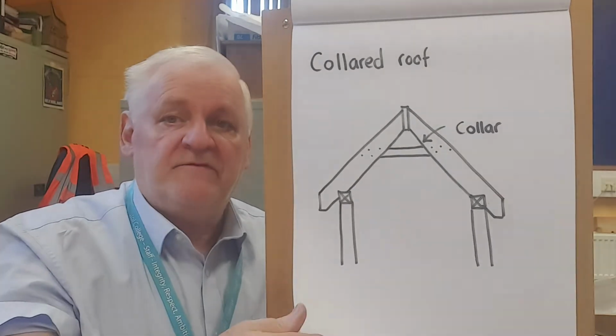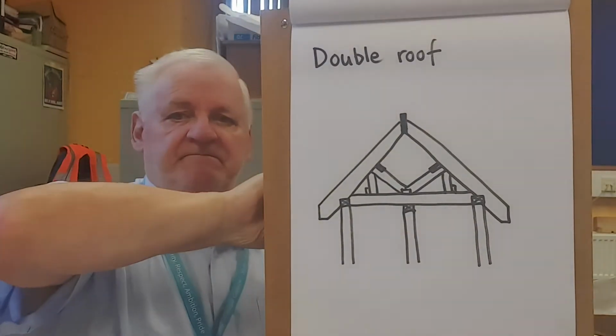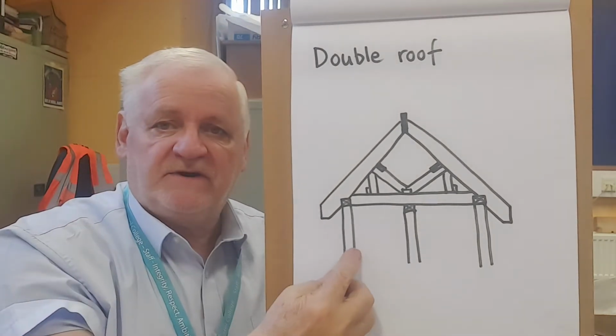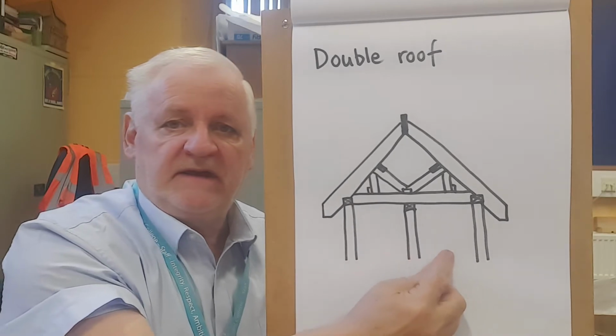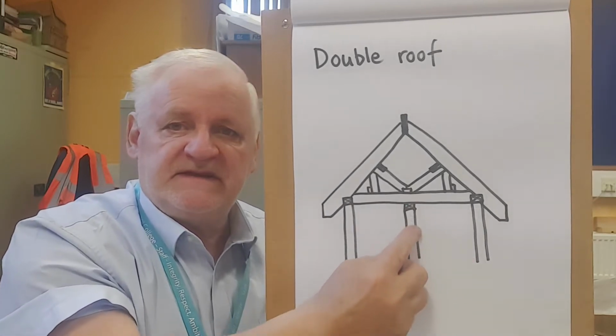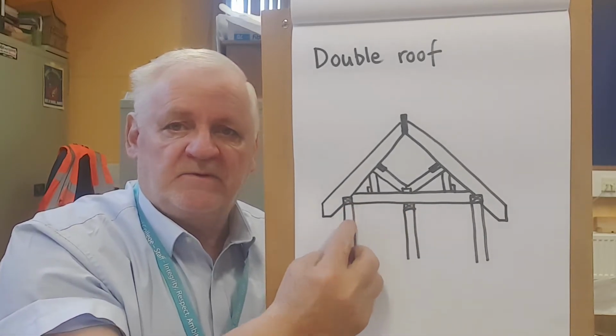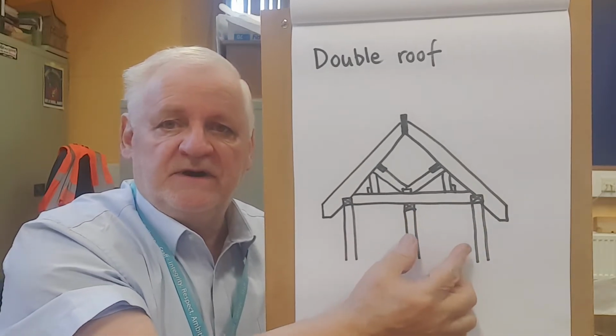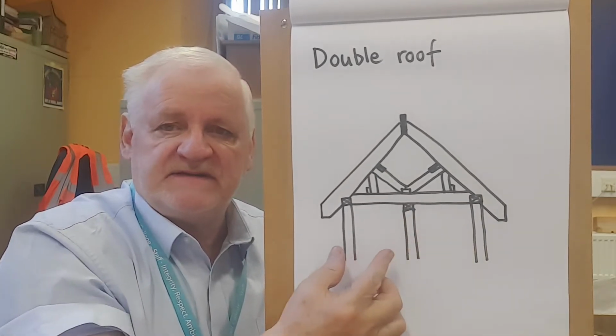Now a double roof is like this. You say, what's double? Well, what's double about it is the fact that you've got two openings. You've got an opening here and an opening here. So this is an internal wall, and that's a wall. So you've got three walls, 1, 2, and 3. So you've got two opening spaces. That's why it's a double roof.